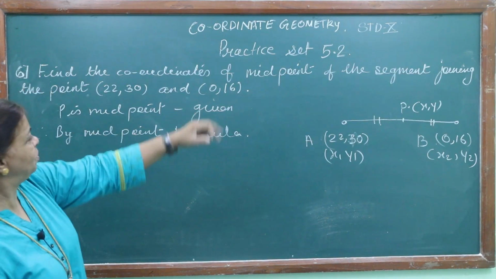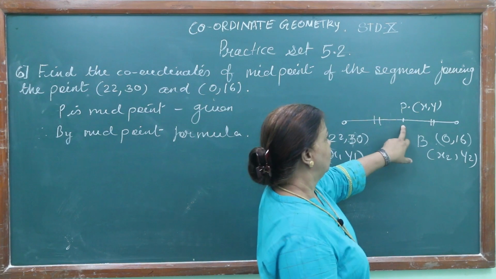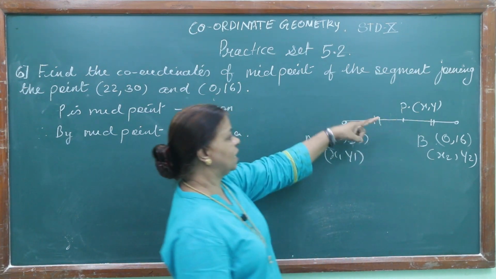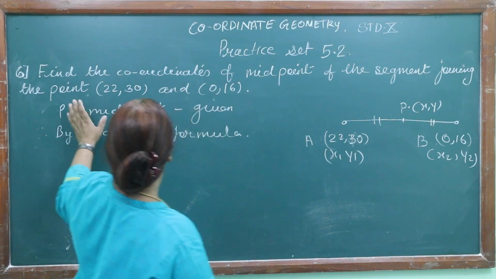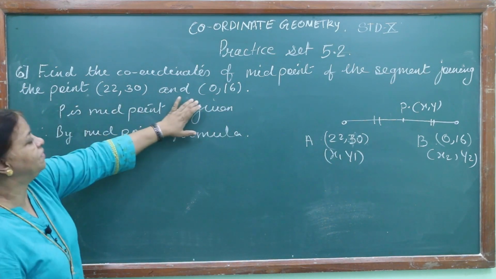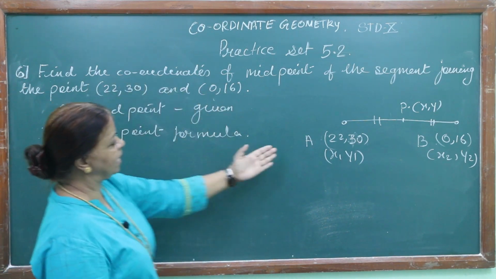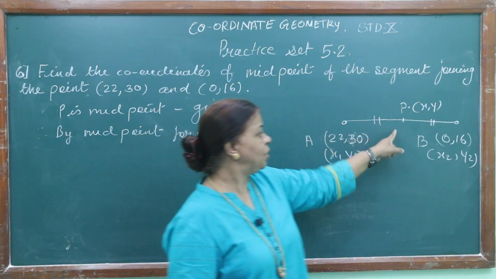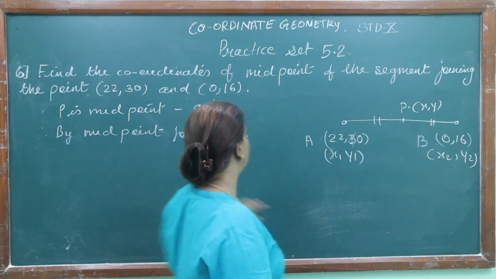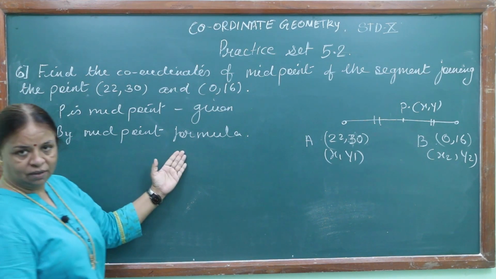Question number 6 of 5.2, we have to find the coordinate of the midpoint of the line segment AB. 22, 30 and 0, 16 are given. Coordinates are not given names, so I have taken them as A and B. And P is the midpoint, that means AP is equal to PB. As P is the midpoint, children, we have to use the midpoint formula.